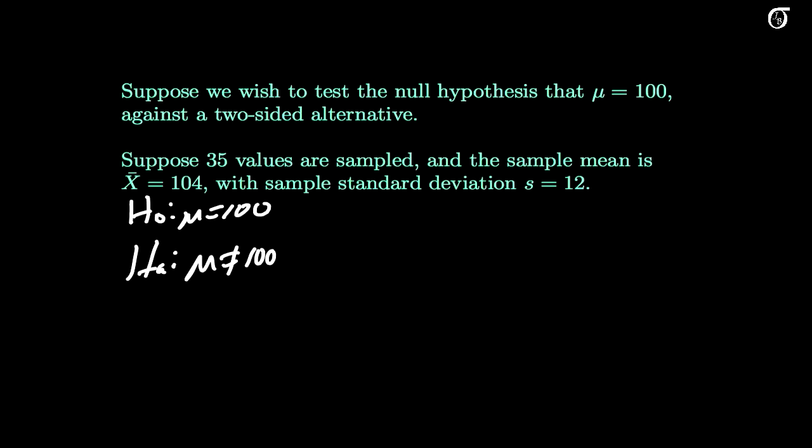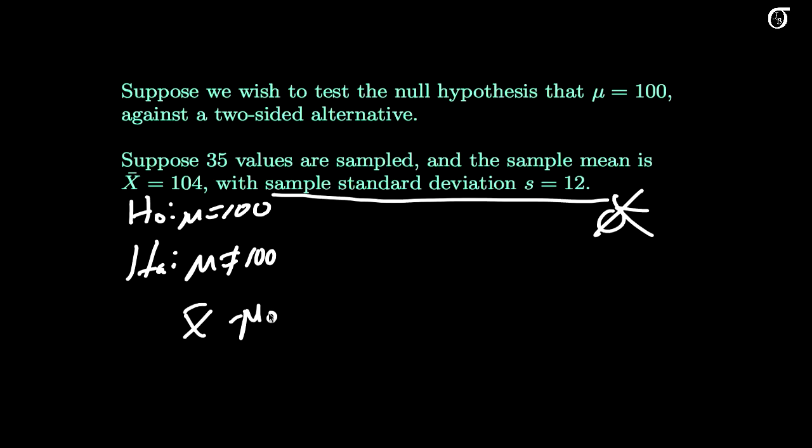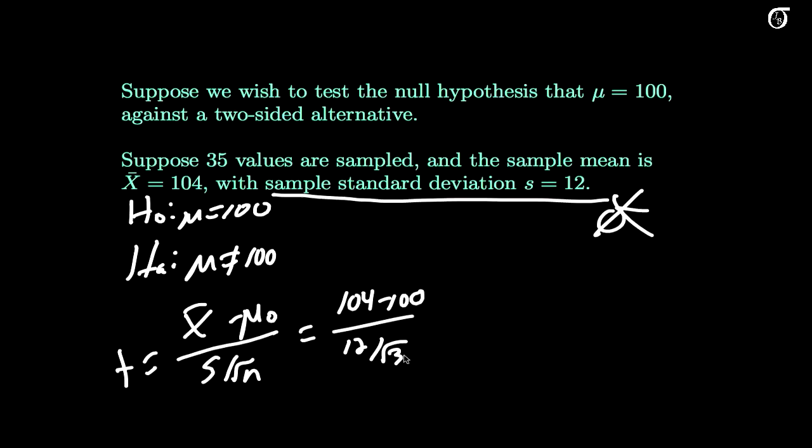So now the question boils down to, should we use a z statistic or should we use a t statistic? And I'm looking around. I don't see a sigma. Do you see a sigma? I don't see a sigma. So I don't have sigma. I have my sample standard deviation s, which means that I'm going to be using the test statistic x bar minus mu naught over s over the square root of n. And if I'm using s there, that means this is a t statistic. And so I put in my appropriate values, 104 minus 100 over 12 over the square root of 35.